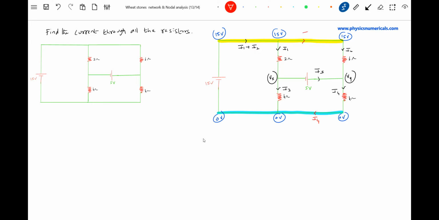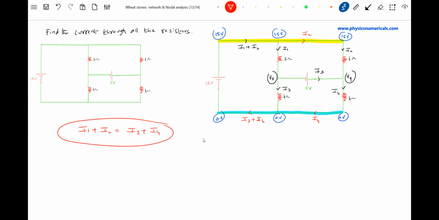So what about this current? And what current leaves the positive terminal of the cell? That much current should enter for the charge of a cell to be conserved. So therefore, what is the first equation I'm getting? I1 plus I2 equal to I3 plus I4.